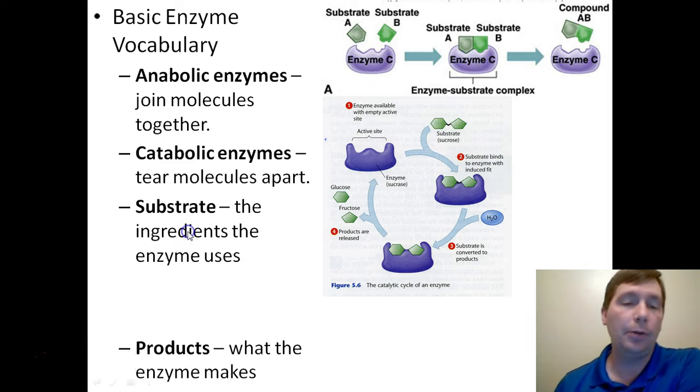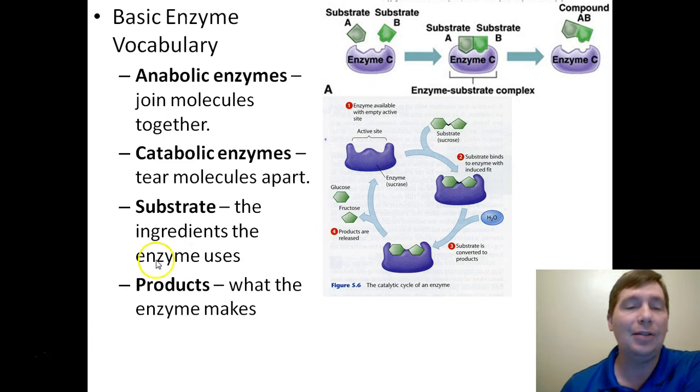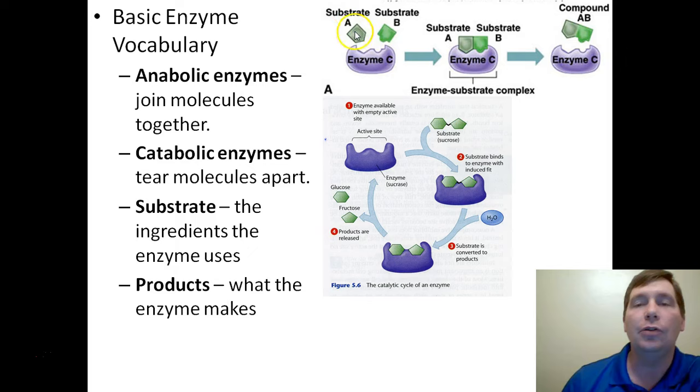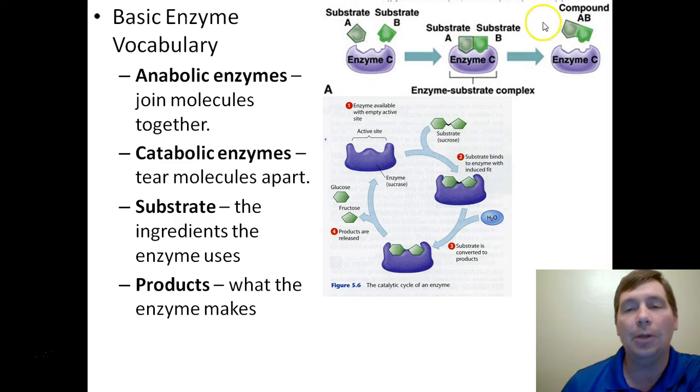Now, a couple other terms we've got to talk about are substrate and products. Substrate, a good term for this is ingredient. The substrate is the ingredient that the enzyme is using. So this enzyme here is using these two molecules, A and B. These are the substrates. And then it takes these two substrates, puts them together, and makes a molecule AB. This would be the product. So what the enzyme uses is the substrate. What the enzyme is making is the product.